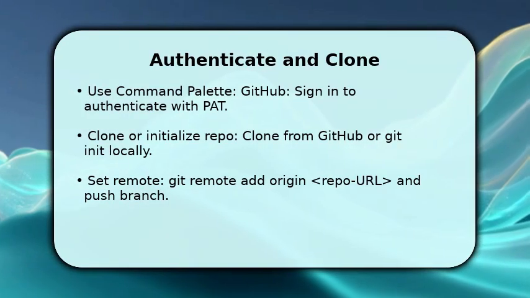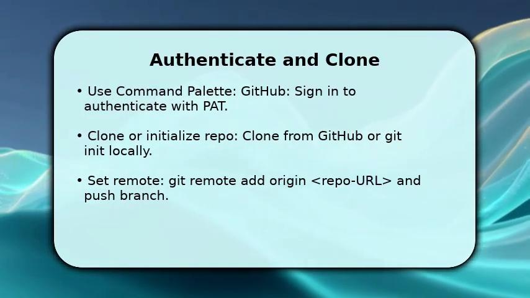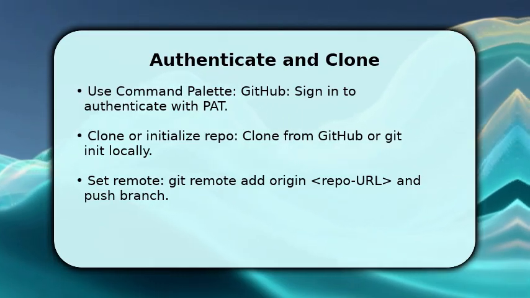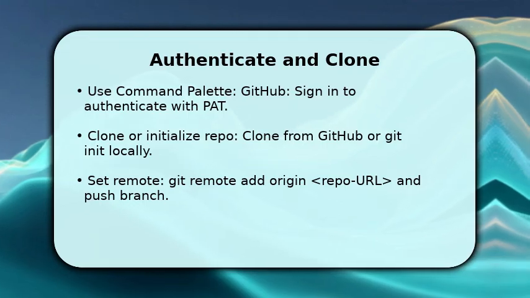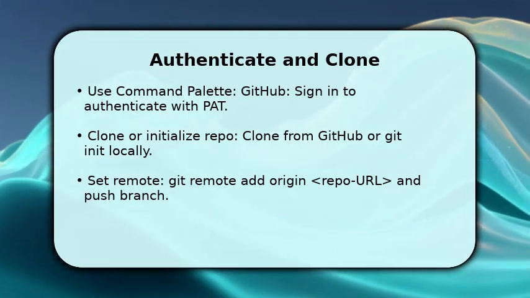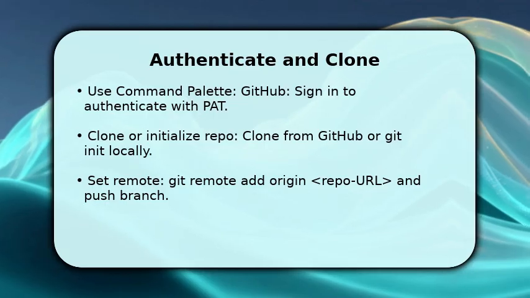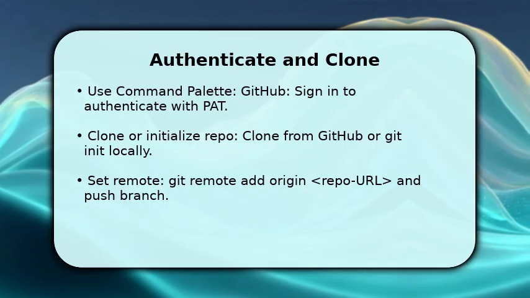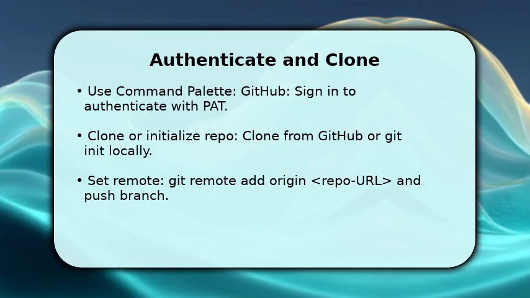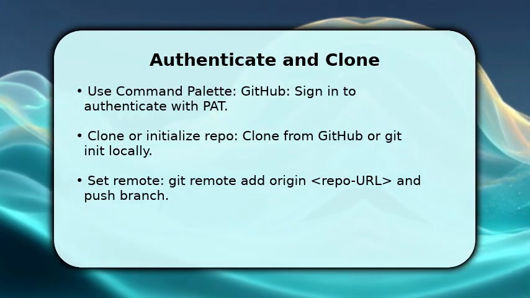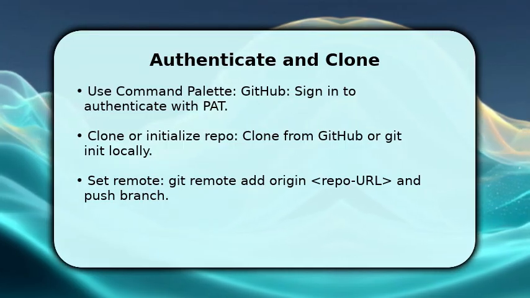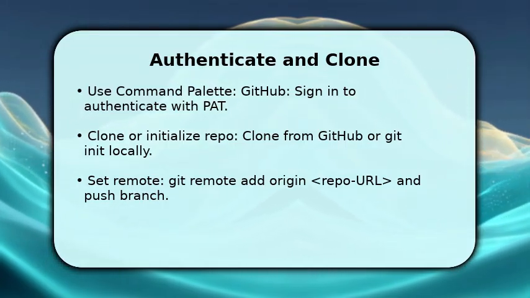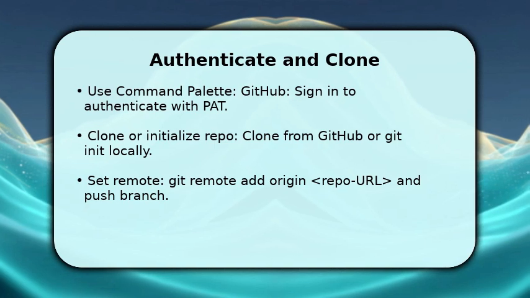You now authenticate and bring code into VS Code. Use the command palette to run GitHub. Sign in, then choose token authentication and paste your PAT when prompted. This creates a secure connection. Once authenticated, clone a repo via command palette or initialize with git init, add files, and commit. After that, add a remote using git remote add origin repo URL and push your branch with git push -u origin main. These steps link your local workspace to GitHub.